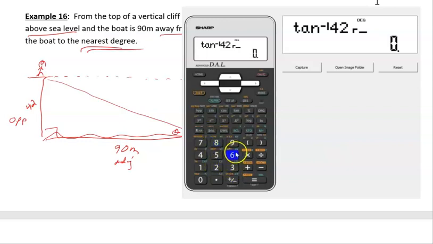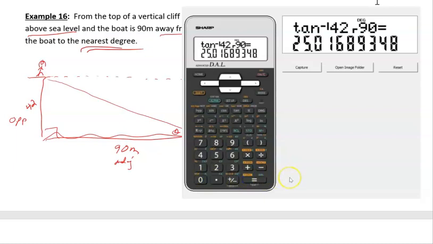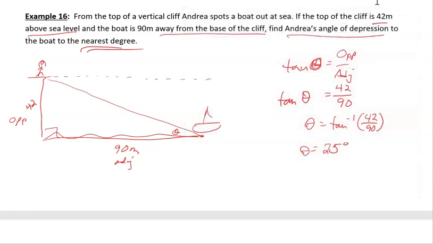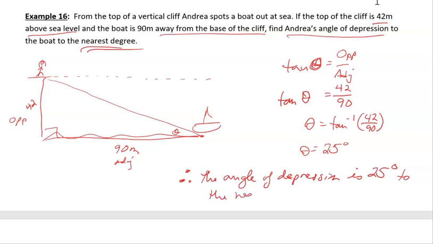And what are we looking for? To the nearest degree. So then theta is equal to 25 point something, 25 degrees to the nearest degree. So, therefore, we've got to answer a word question with words. You write more neatly than I do, please. The angle of depression is 25 degrees. And we'll even put in, for good measure, to the nearest degree.